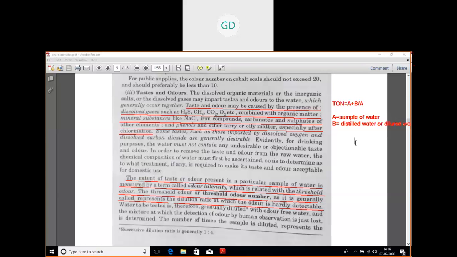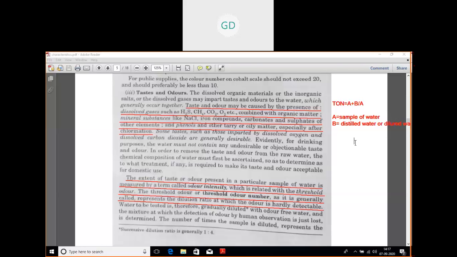The point at which the sample becomes neutral, the smell is gone, the odor is gone, that point is known as your threshold odor number. Understood, everyone? It is a dilution ratio at which the odor is hardly detectable. When you pour distilled water into your smelly water and the odor becomes neutral, that is known as your threshold odor number.